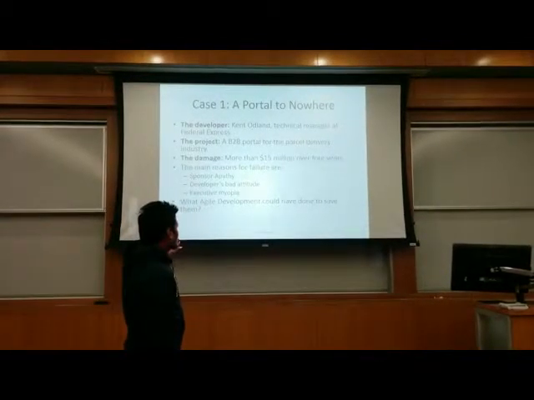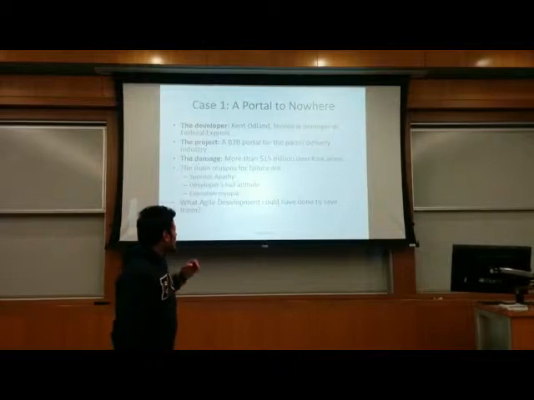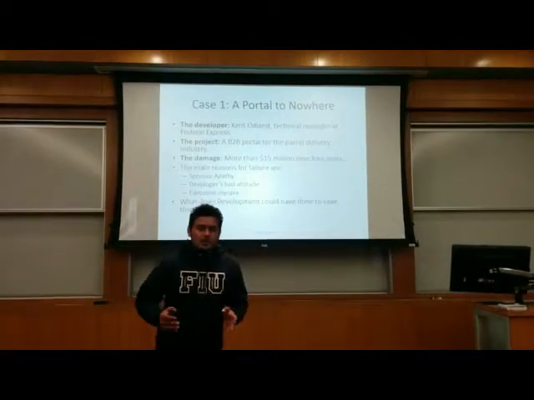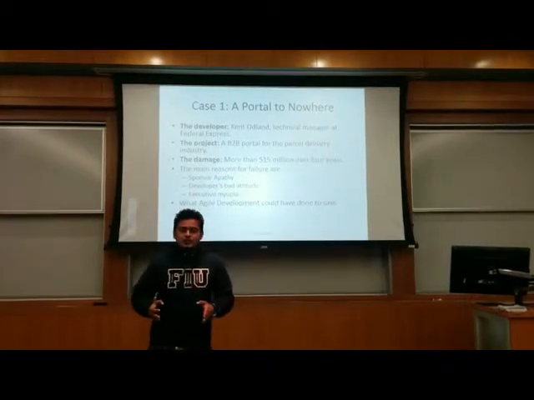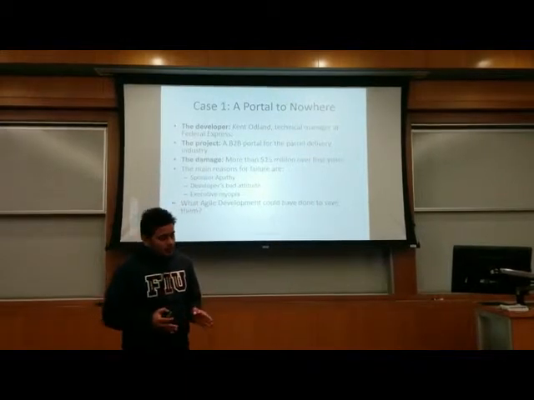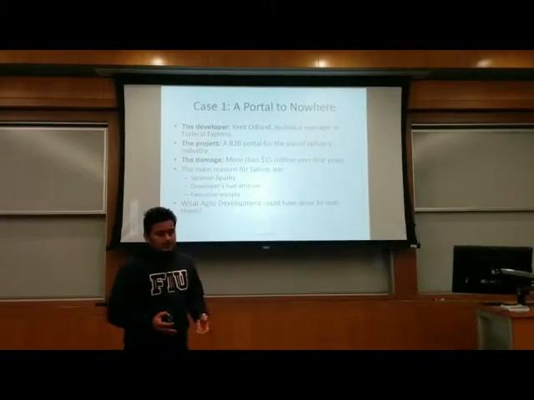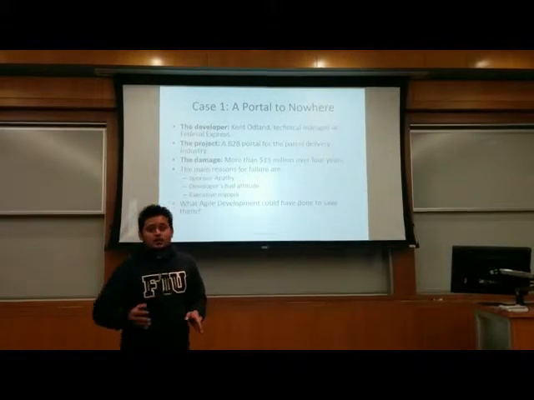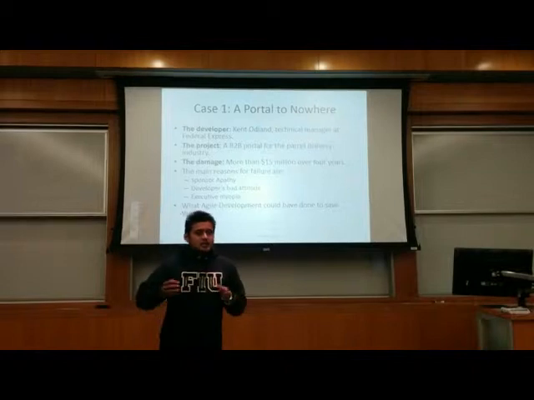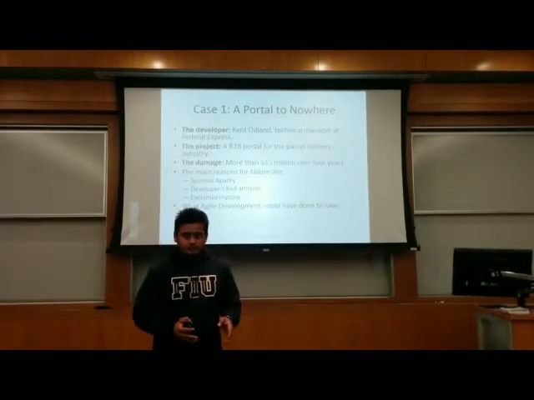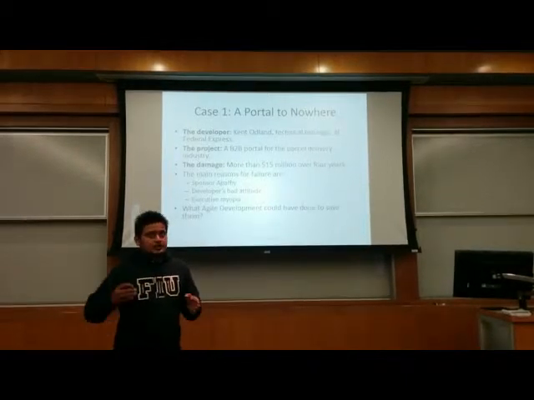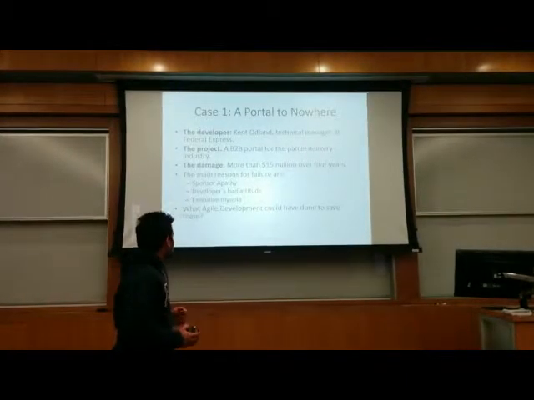So what could agile development have done to save that? First, sponsor apathy. The sponsors don't have trust because one of the biggest reasons is that they don't have any outcome. It took over 4 years, and for those 4 years there was no outcome delivered to the sponsors. They were not sure whether this project was going to be a success or not. That's the reason they stopped funding the project, and that's one of the reasons the project had to shut down.